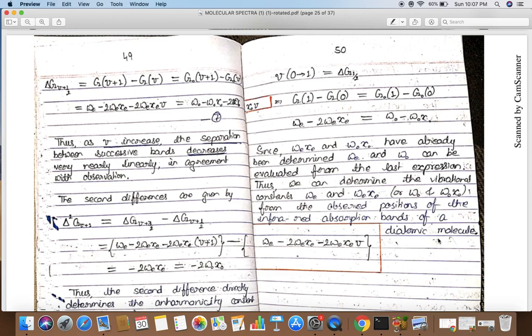So for today's lecture I'm stopping over here, and in the next lecture we'll be discussing the vibrational frequency and the force constant for the anharmonic oscillator, and the isotope effect on vibrational spectra.